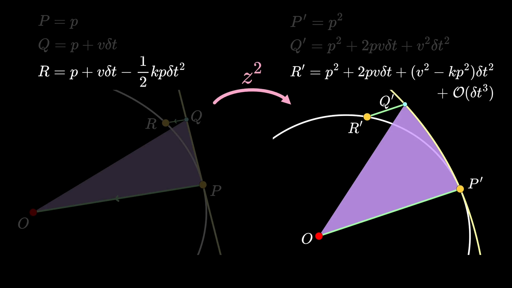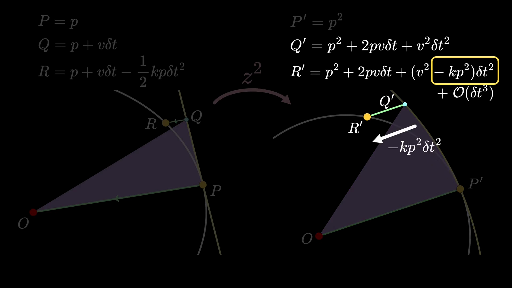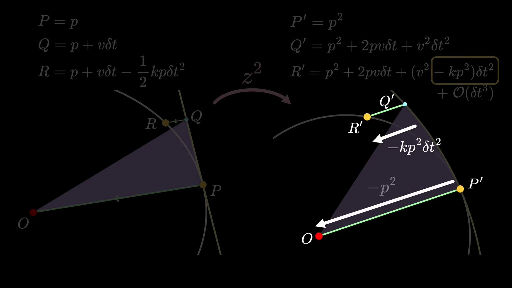A pretty fortunate thing to notice is that q prime and r prime only differ by this term, negative kp squared delta t squared. So this direction is given by negative kp squared delta t squared, but since k and delta t are real, this points in the negative p squared direction, the same direction as p prime to O. After all, p prime is little p squared in this complex number picture. All this is to say that these two segments are indeed parallel.